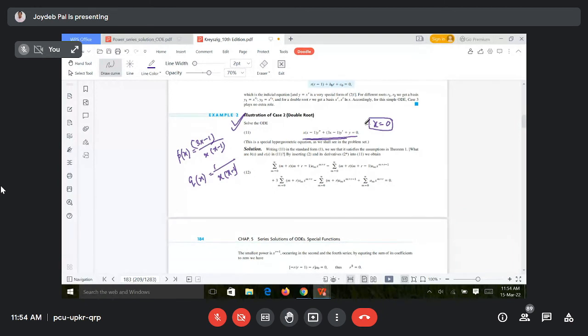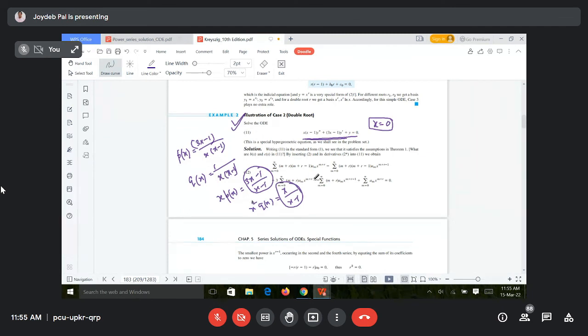Is x is equal to 0 a regular singular point or not? So multiply px by x, then check whether it is analytic at 0 or not. Multiply qx by x squared, then check whether it is analytic at x is equal to 0 or not. What do you think? x into px is analytic at x equal to 0. Yes, sir. And x square into qx is also analytic at x equal to 0.